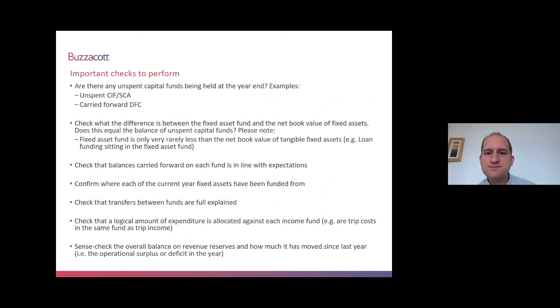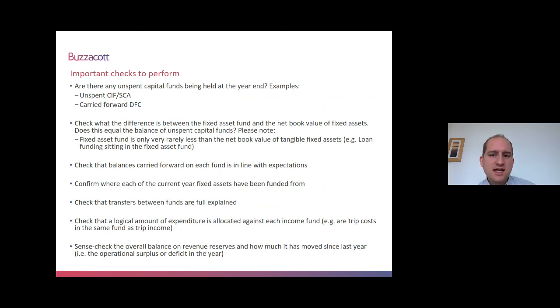So the first question is, are there any unspent capital funds at the year end? So if you've say got unspent SIF or carried forward devolved formula capital, it's important to make sure that's reconciled and that that's sitting within the fixed asset fund as cash, and therefore the difference between your fixed asset fund and the net book value of fixed assets is that unspent cash balance, which is a reconciled figure.